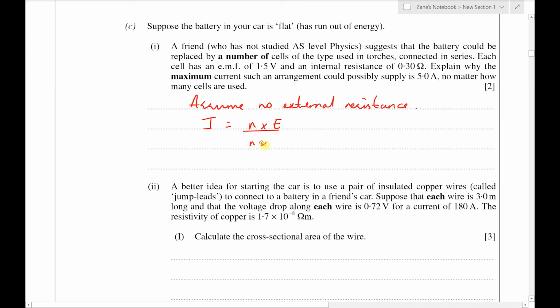Let little n represent the number of cells. So the total EMF would be N times E. The total internal resistance would be N times R. You can see that those will cancel. The EMF is 1.5. The internal resistance is 0.3. If we divide those, we get the 5 amps suggested in the question. The basic idea is that every time we add an extra cell, we're increasing EMF by 1.5 volts, but we're also increasing the total resistance of the circuit by 0.3 ohms.